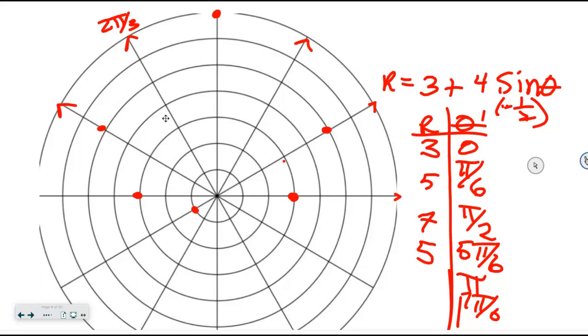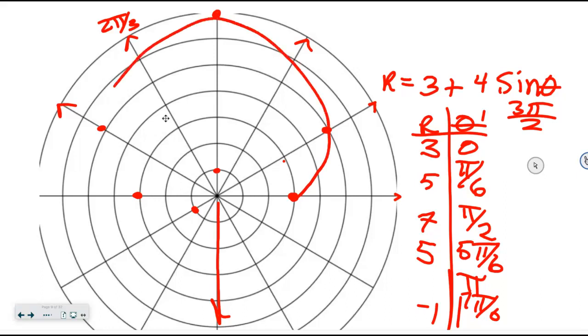Not pi. 3 pi over 2. Okay, let's go do that. 3 pi over 2. What's its sine? Negative 1, correct? And so 3 plus negative 4, I'm going to have a negative 1. It means when I am facing this way, I have to go backwards. So if you were to graph it on your calculator with a really slow theta step, you'd see this. What's it going to make in here? It's going to loop. Yeah.